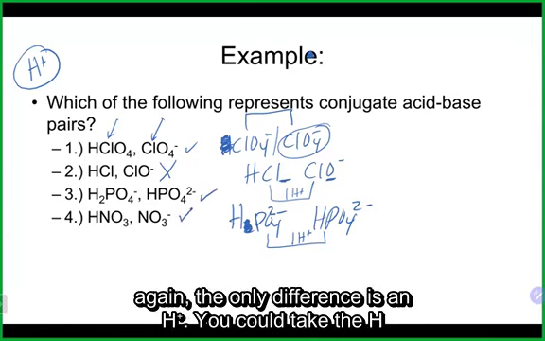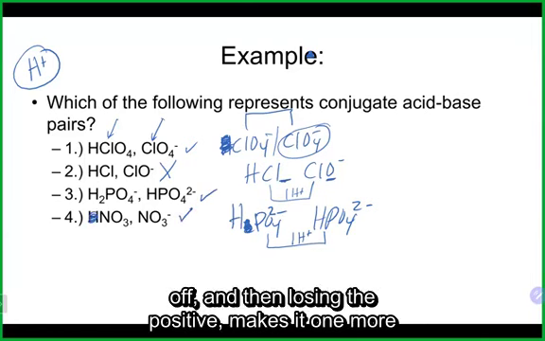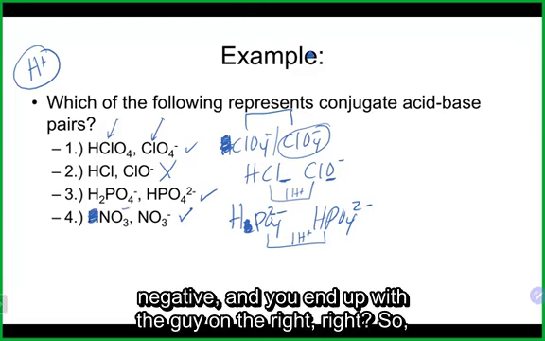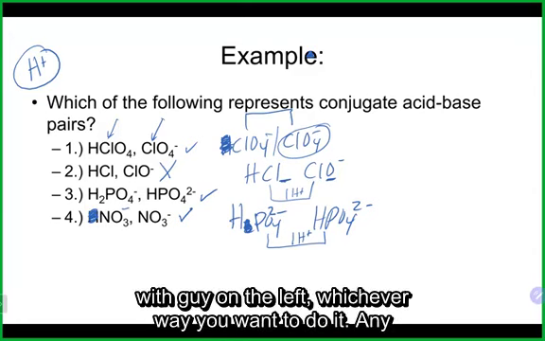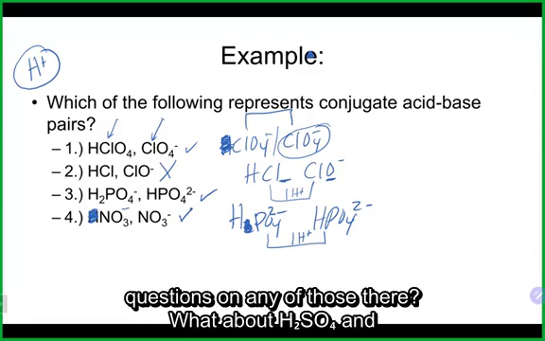They are. Again, the only difference is an H plus. You could take the H off, and then losing the positive makes it one more negative, and you end up with the guy on the right. Or you could put it on the guy on the right and you should end up with the guy on the left, whichever way you want to do it. Any questions on any of those there?